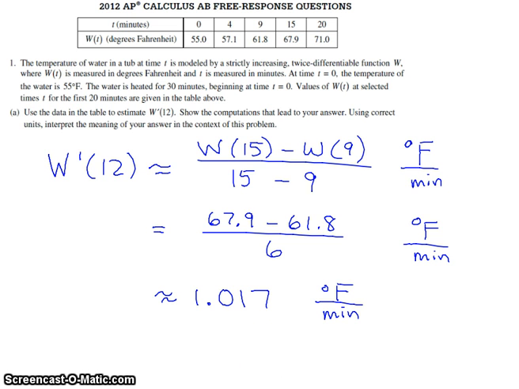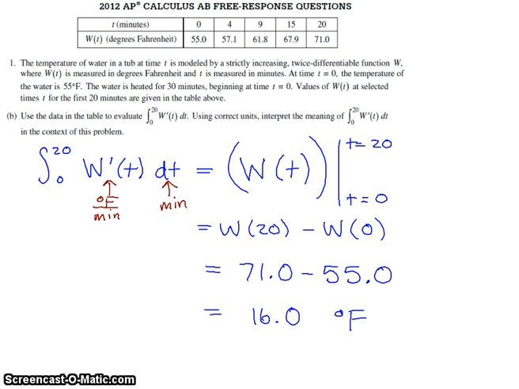As we move on to part B, what we're asked to do is estimate the value of a definite integral. So here's the definite integral that we want to estimate the value of, and what we need to use to do this would be the first part of the fundamental theorem of calculus. If I'm trying to use the first part of the fundamental theorem of calculus, I'm going to find an antiderivative of this function, and then I'm going to put in these limits of integration and take a difference. An antiderivative of W prime of t is going to just take us back to the original function. It's going to undo the derivative.